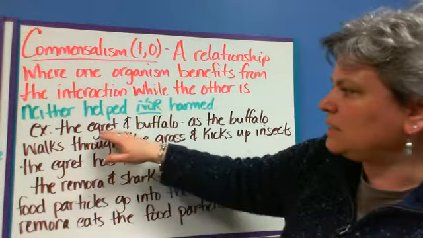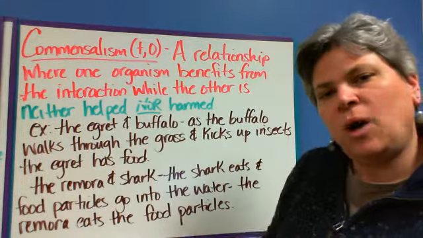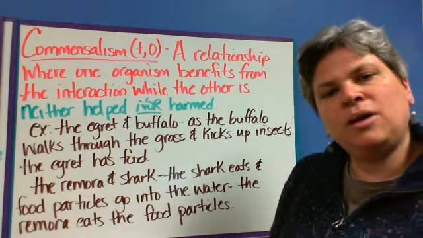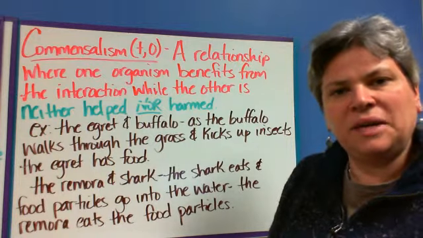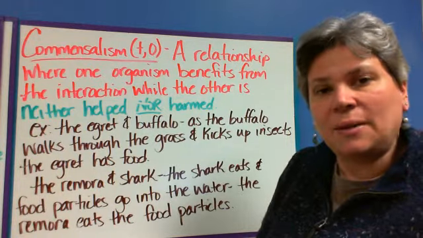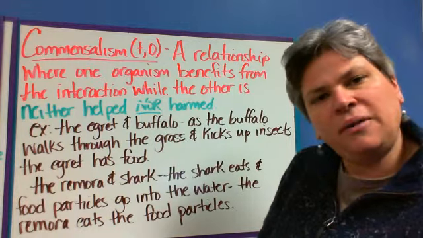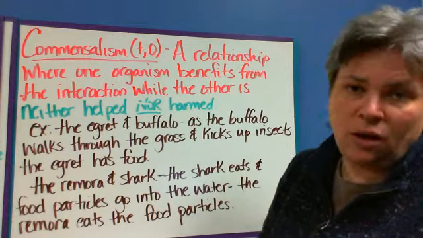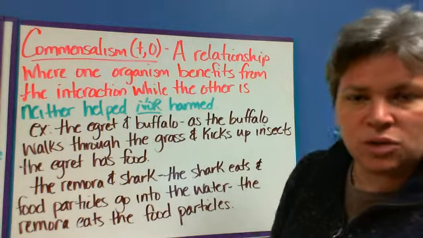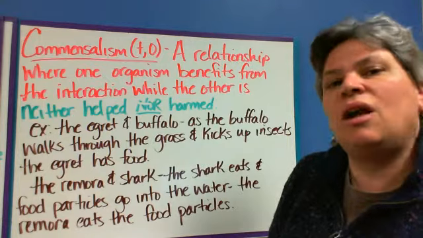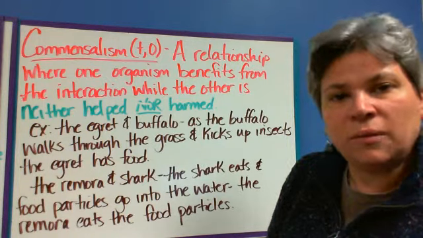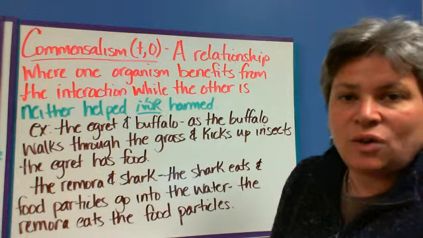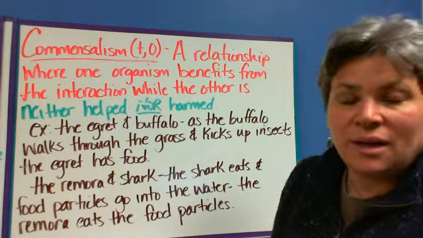A great example of that is the egret and the buffalo. The buffalo walks through the tall grass, and as it walks through, all these insects fly out of the grass. Well, the bird comes along and it snags the insects out of the air and eats them. Is the bird benefited? Absolutely, it gets food. Is the buffalo affected either way? No. There's no effect on the buffalo at all. If that bird wasn't there, the buffalo would still just walk through the grass because those insects are not hurting the buffalo. So by the bird eating them, the buffalo has no effect. It's just kind of happening.